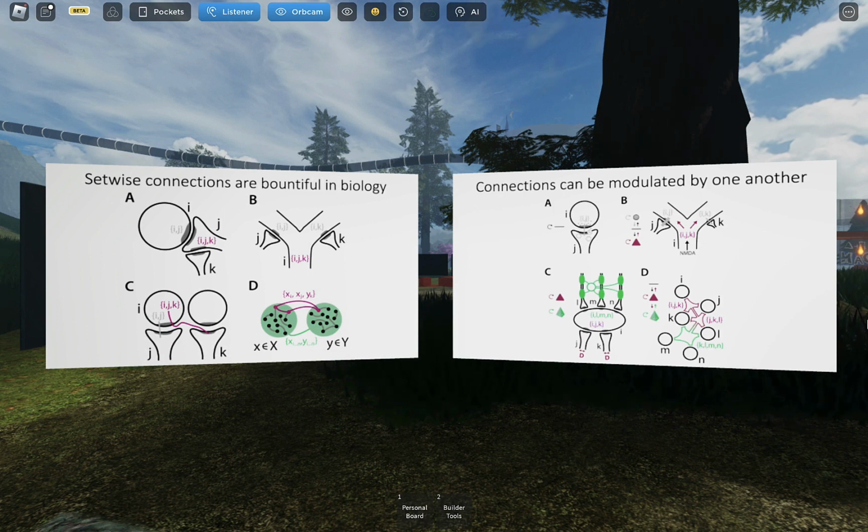All right. So now we're talking a little bit about the interpretations of setwise connections in biology. I think this is one of, strangely enough, this was just an obvious kind of thing to me, but it seems like it's not obvious to many others. But let me go over some examples of so-called setwise connections in biology.